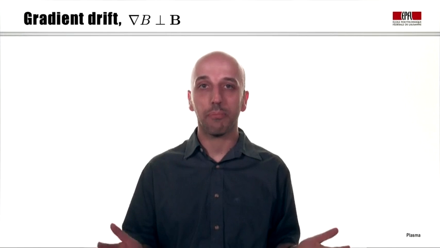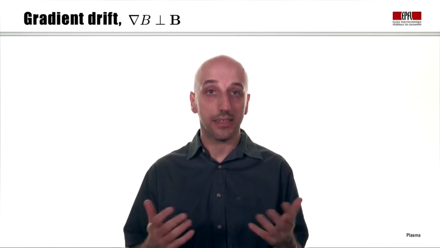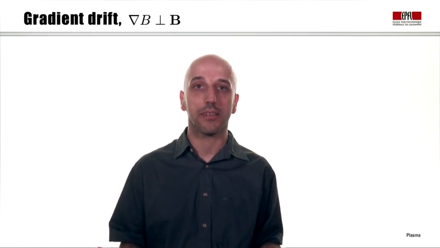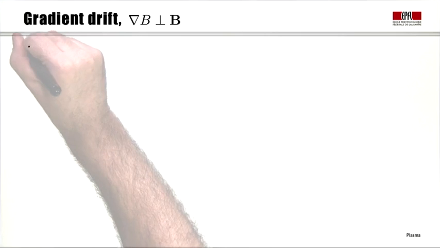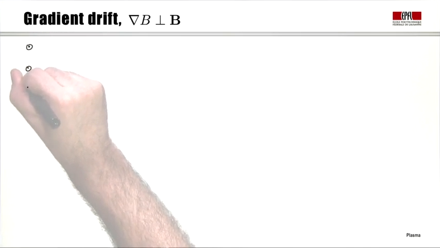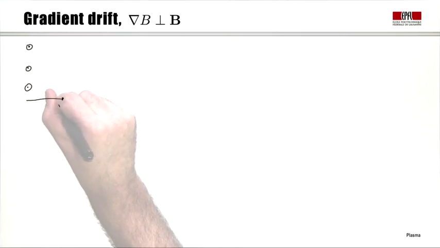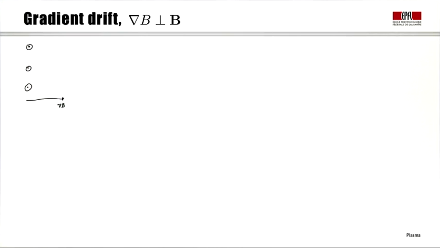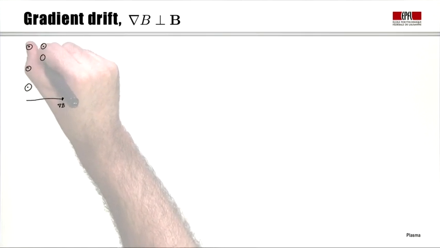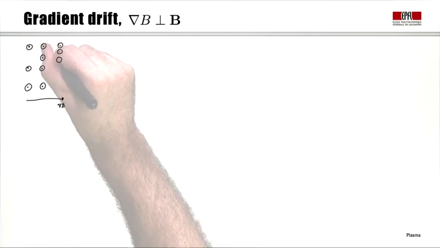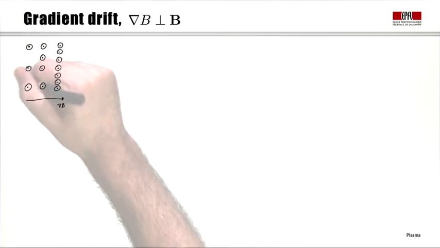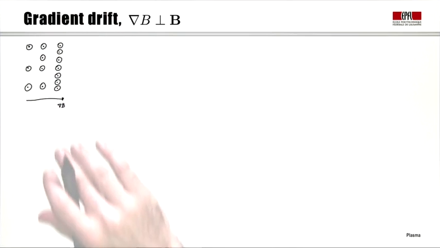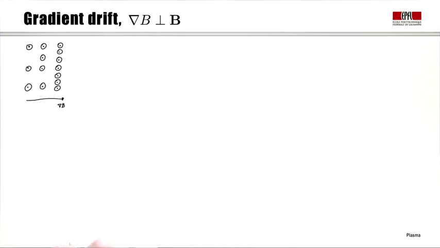In this short appendix, I will give you all the details necessary to derive grad B drift. The situation is that of a magnetic field that goes out from the plane and with a gradient in this direction, perpendicular to B. It means that the field lines will become more compressed by going this direction. What is the trajectory of a particle moving in this magnetic field?